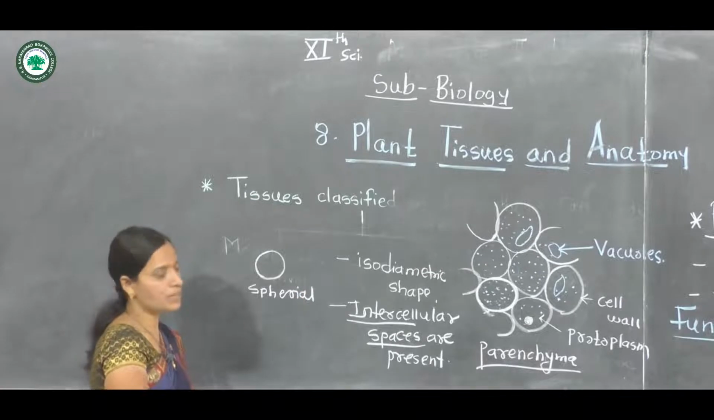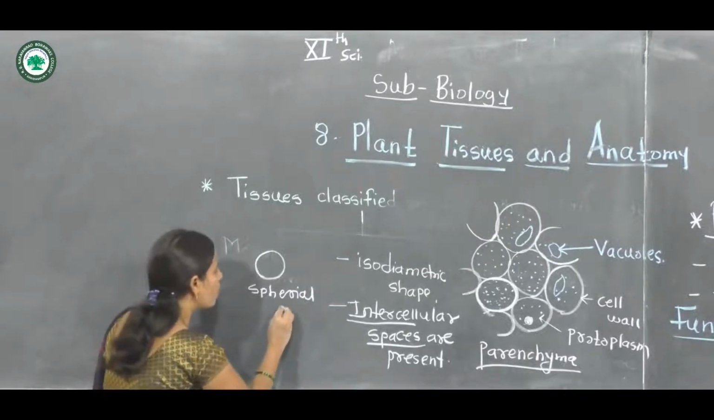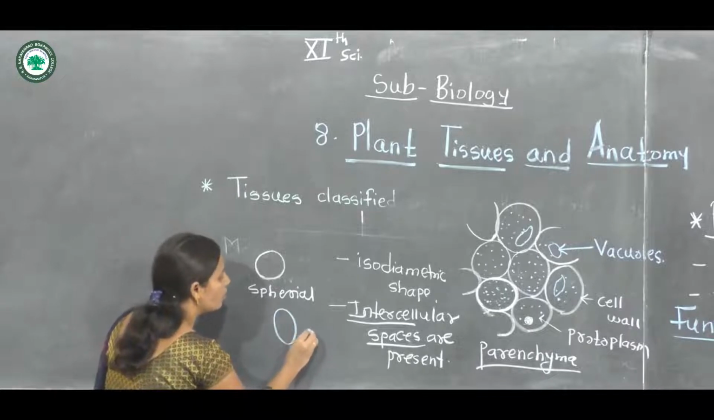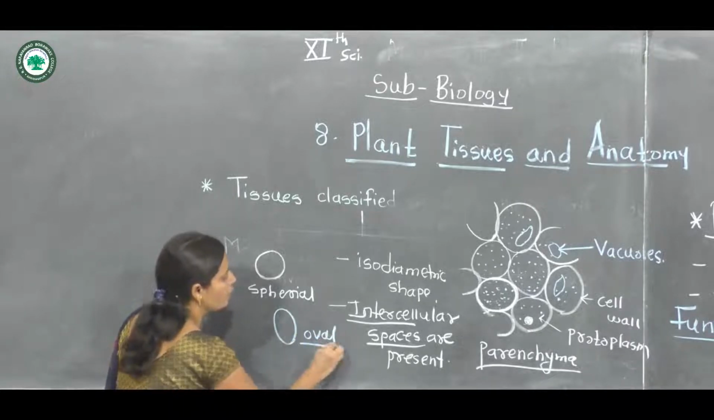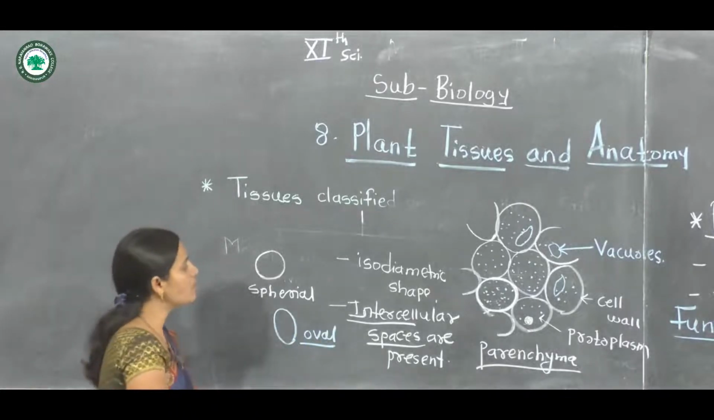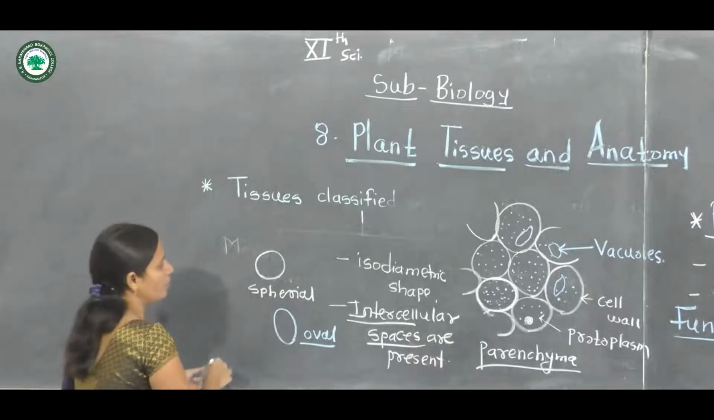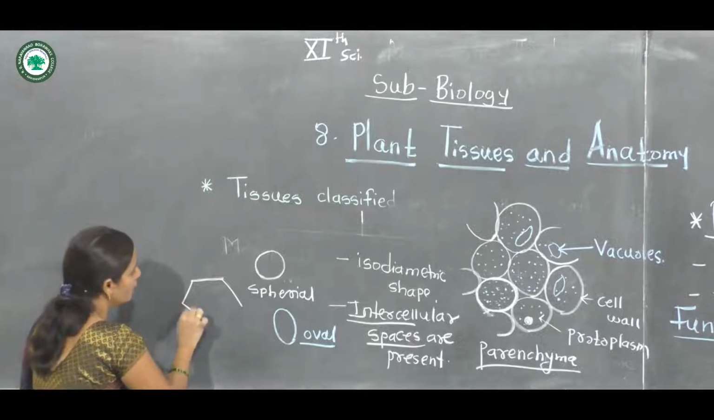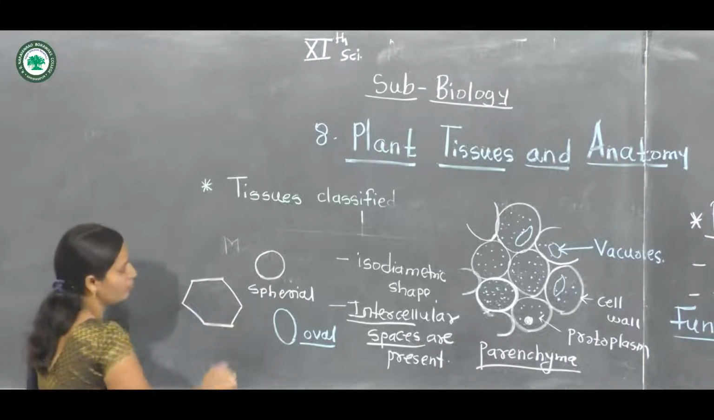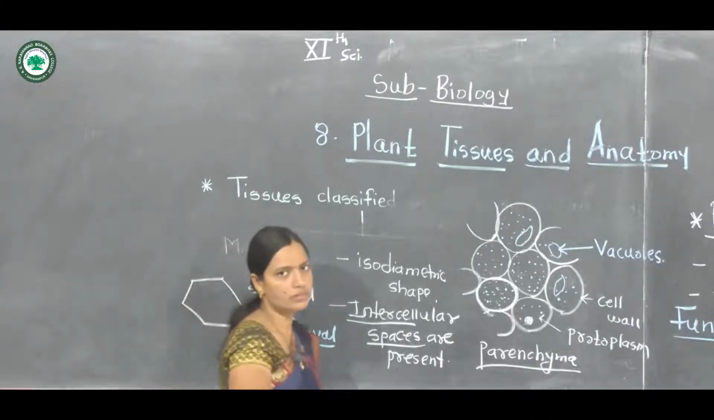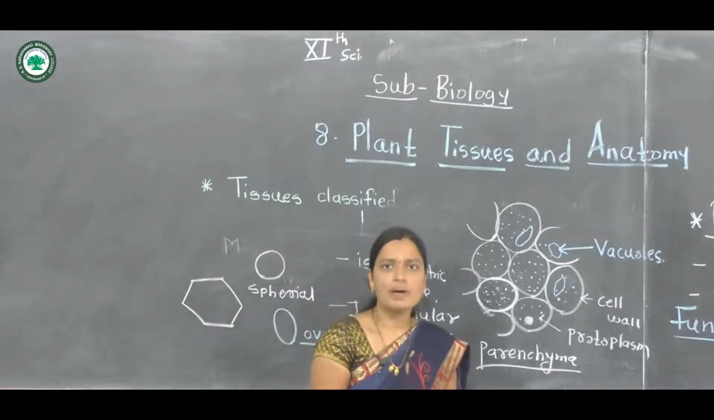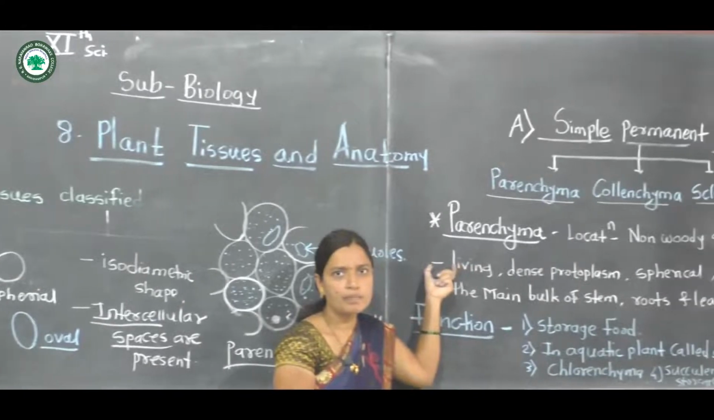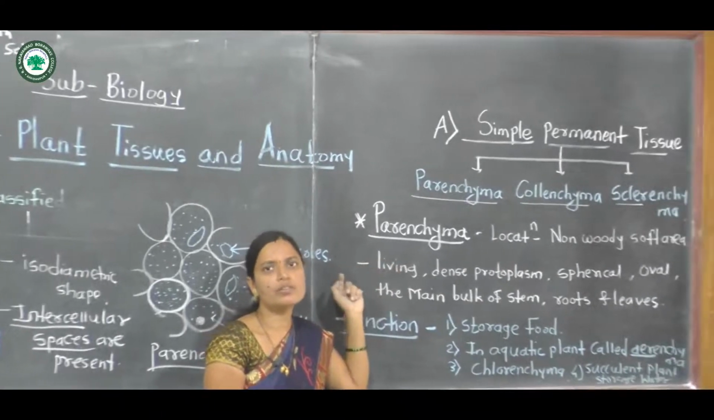Some cells of this parenchyma are oval in shape. Parenchyma is an oval shape structure, or it is also polyhedral in shape, meaning different structures are seen in the parenchyma. Now this parenchyma is made of living cells. It is a living type of tissue.